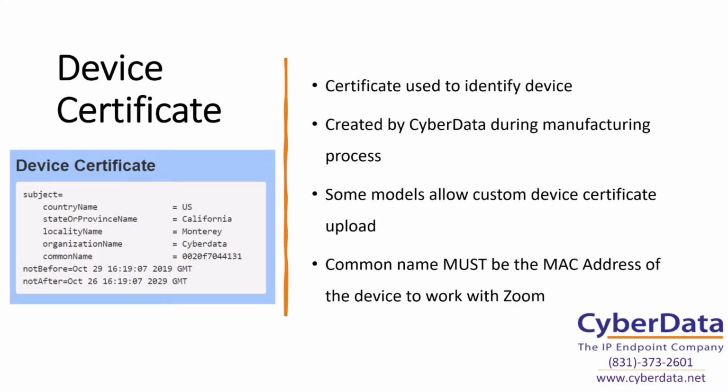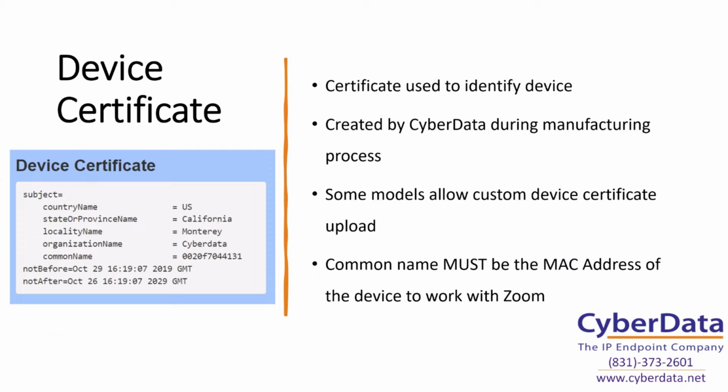And then we've got our not before and not after times, and that's just the times that the certificate is valid. It's valid starting on October 29th of 2019 and is valid for about 10 years. So, oh no, it would be 10 years accounting for leap years. So it would go until October 26th of 2029. Hopefully that intercom will last that long, assuming they install it properly.